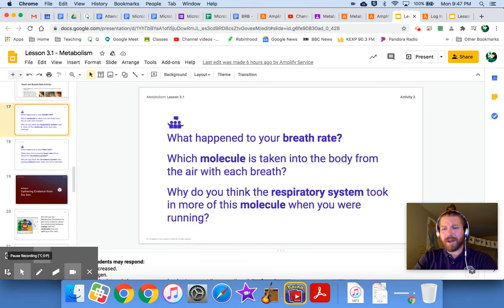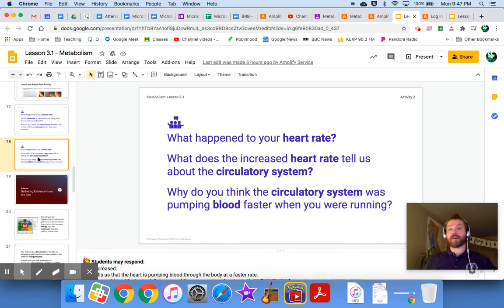So, which molecule is taken into the body from the air that we breathe? If you're breathing more and more, why do we breathe in the first place? What is that molecule that we're trying to bring in? Why do you think the respiratory system took in more of that molecule while you were running? We're using more energy and we're breathing heavier. What molecule are we taking in when we're breathing? Oh yeah, oxygen. So there's something about that oxygen and making energy and using energy. There's a connection there.